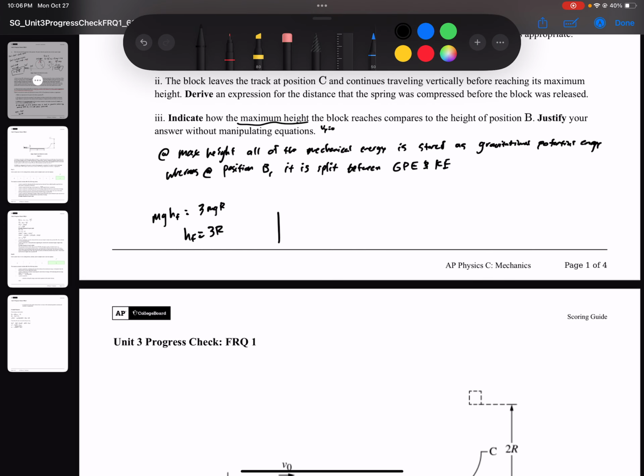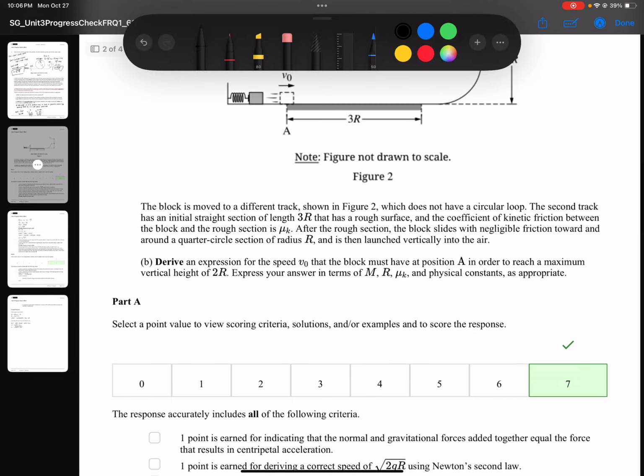And I can even graph it just to really make sure we understand the energy flow. So this is going to be at position B. I'm going to look at the total mechanical energy, and I know that it's split up as kinetic energy and potential energy. So the potential energy is going to be 2mgr, and the kinetic energy is just mgr. And then at max height, all of the energy is going to be potential. This is just extra. You don't have to do this. I'm only doing this to make sure we understand how the energy is flowing in the system.